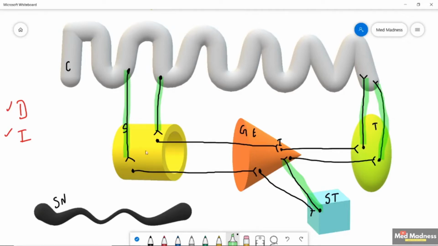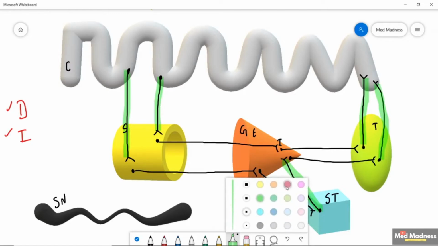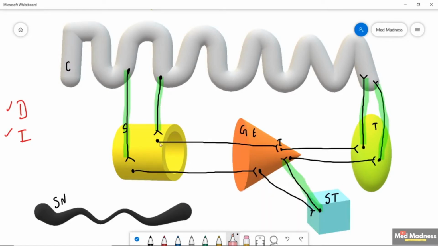Now, all the connections in and out of the basal ganglia are going to be inhibitory, which means they release GABA. Inhibitory, inhibitory, inhibitory, inhibitory. And this is also inhibitory. Okay, once you understand this, the pathway is going to be very easy. Now, how do the direct and indirect pathways work? When you follow these pathways, you will understand it very easily.